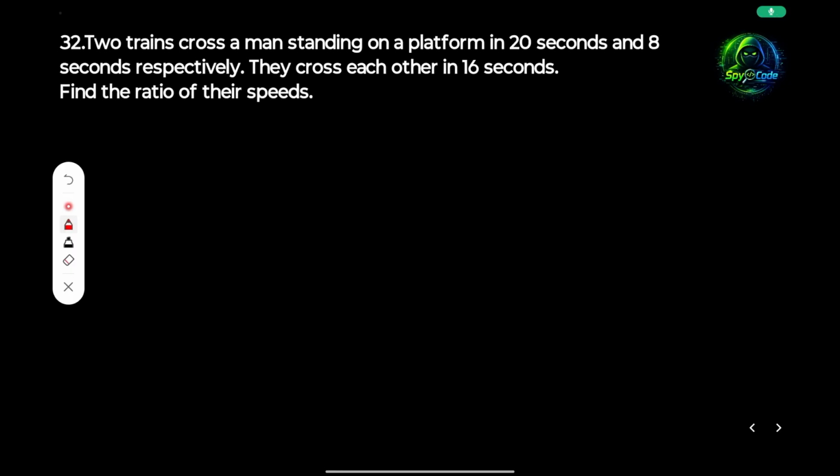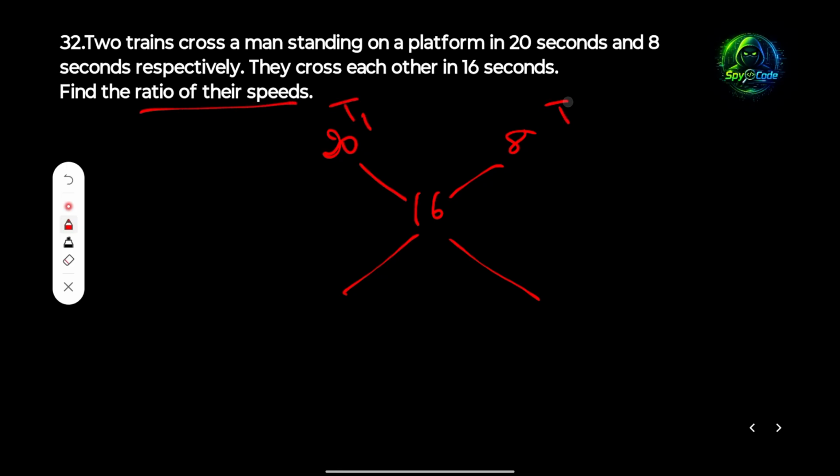So two trains cross a man standing on a platform in 20 seconds and 8 seconds respectively. They cross each other in 16 seconds. So how do we solve this? To find the ratio of the speeds, these are the times, time 1 and time 2. So we need to find out the speed 1 and speed 2, the ratio of the speeds of train 1 and train 2. How do we do this?